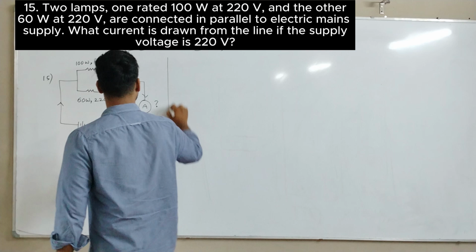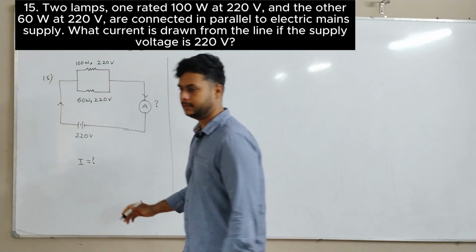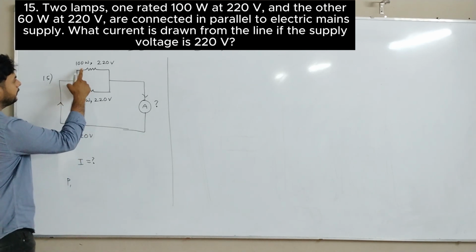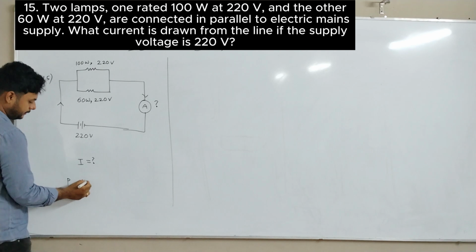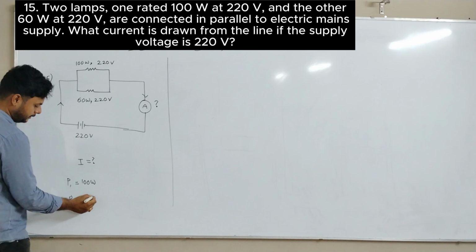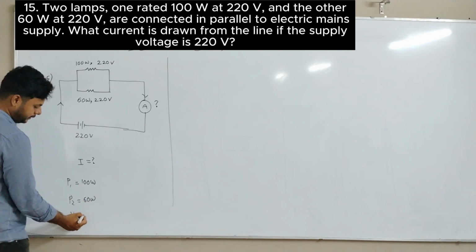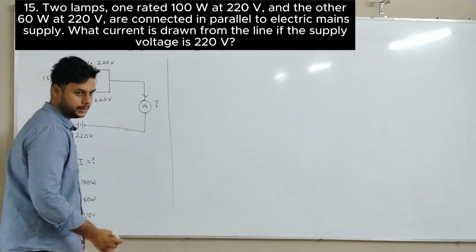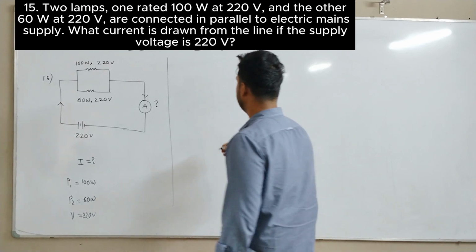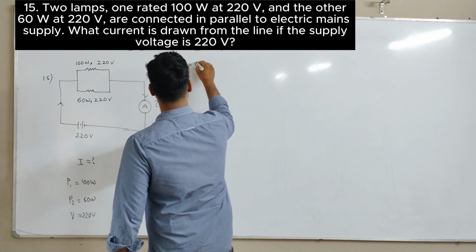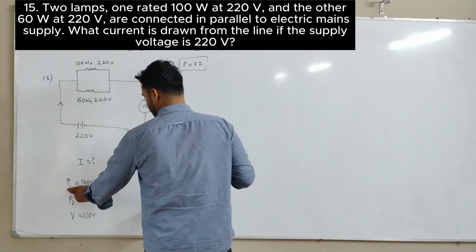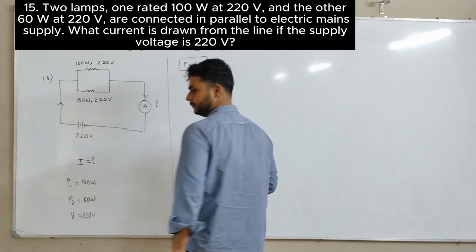Which formula should I use here? According to you, power is given. Power P1, we'll consider P1 is equal to 100 watt. P2 is equal to 60 watt. And voltage is constant, 220 volts. Which formula should I use for I? P is equal to VI, correct? Because I have power, P is equal to VI is the best formula to go with. So first I will find I1, then I2, then I will find I.